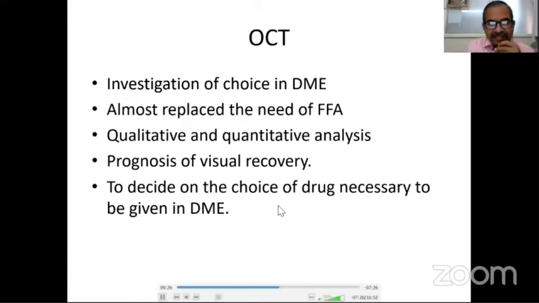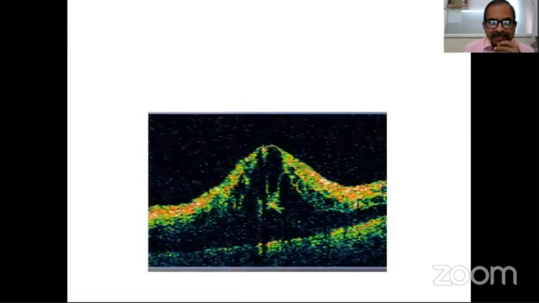See, OCT has no role in seeing the ischemic zones or the vascular component. Earlier, OCT was used only to assess the thickness of the macula. It was the investigation of choice in DME. It has almost replaced the need of FFA, and it is used for qualitative and quantitative analysis, and also to help in the prognosis of visual recovery and to decide on the drug of choice to be given in DME. This is the OCT picture of cystoid macular edema.